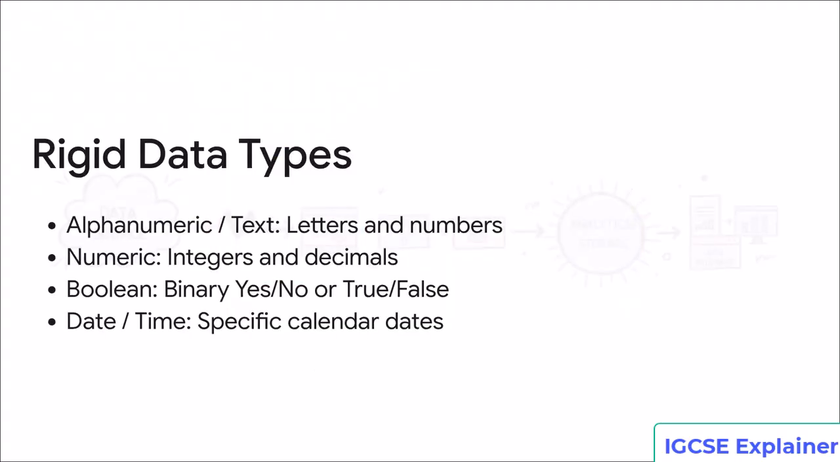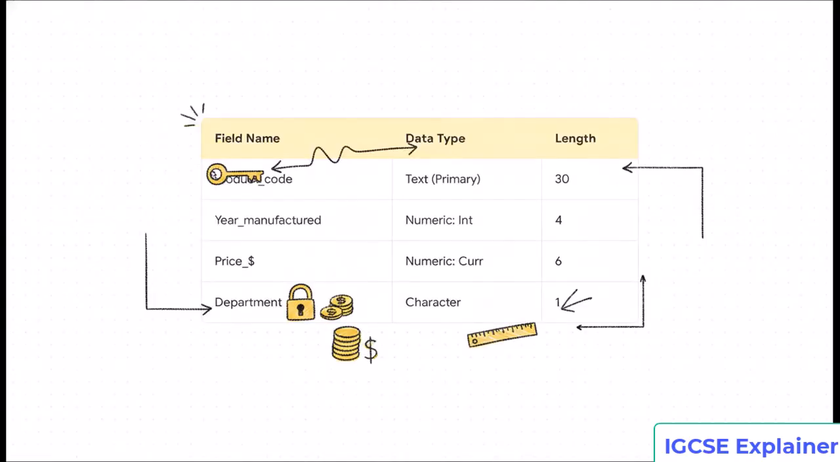Furthermore, to store this data efficiently and to actually make those validation rules we talked about earlier work, every single field must be locked to a rigid data type. You have alphanumeric or text for things like names and addresses. You've got numeric types, integers and decimals, so the computer can actually perform mathematical calculations. Then there are Boolean types for simple, fast, binary, true or false, yes or no answers, and date/time for storing specific calendar marks. Basically, you simply cannot put a word into a numeric calculation field. It just won't work.